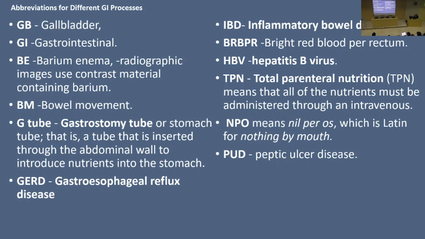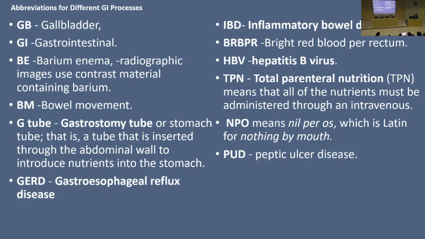HBV is hepatitis B. Make sure you don't confuse that with the HPV virus, the papillomavirus. TPN, that is a question, total parenteral nutrition, means that all the nutrients must be administered intravenously, so it goes through an IV. This is where you totally bypass the digestive tract, and it goes in through the veins instead. NPO, this means nil per os, which is Latin for nothing by mouth. That is a question. If you ever see that on a form, nothing by mouth. And PUD is peptic ulcer disease.